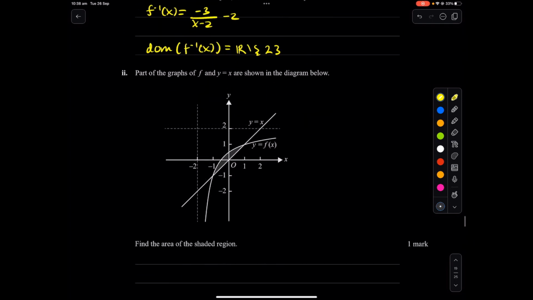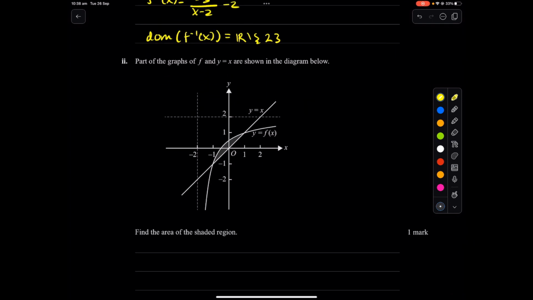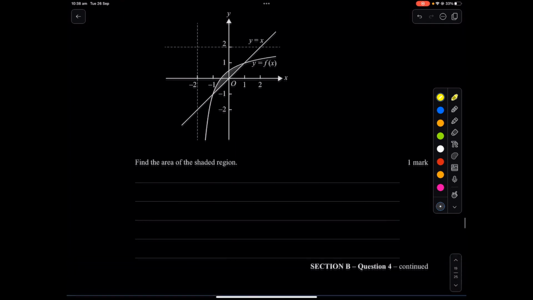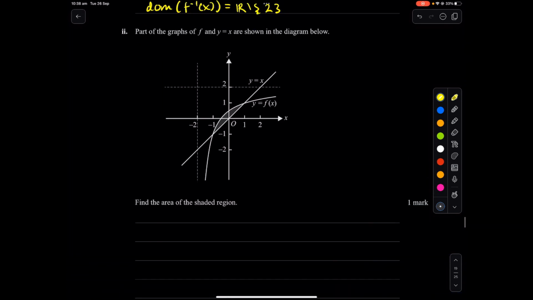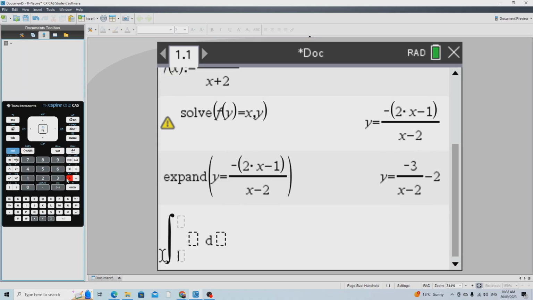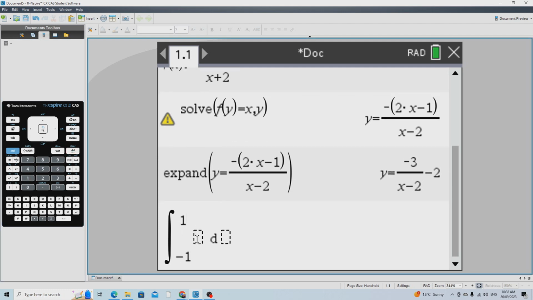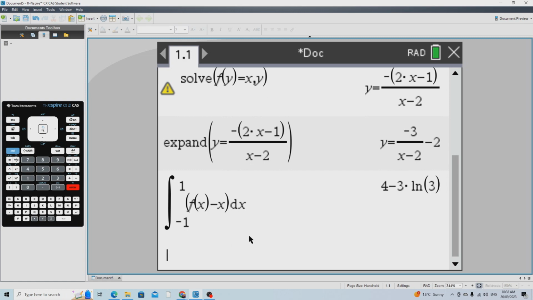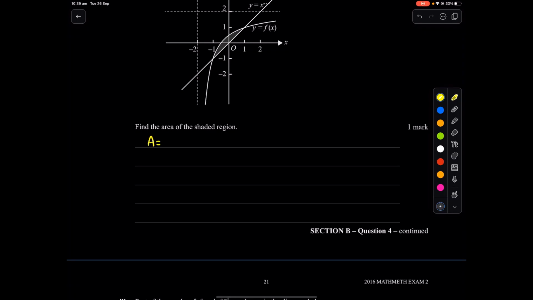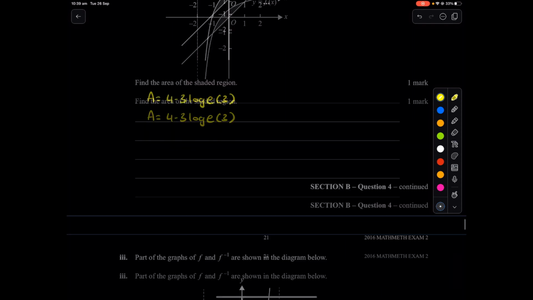Yeah, that's good. So part of the graph of f and x are shown in the diagram. Find the area of the shaded region, 1 mark. Okay, nice and easy. So integral from, we can see it's -1 to 1, and our upper function is f of x. So we'll say f of x minus x dx. That gives us this over here. So area is 4 minus 3 log e 3.